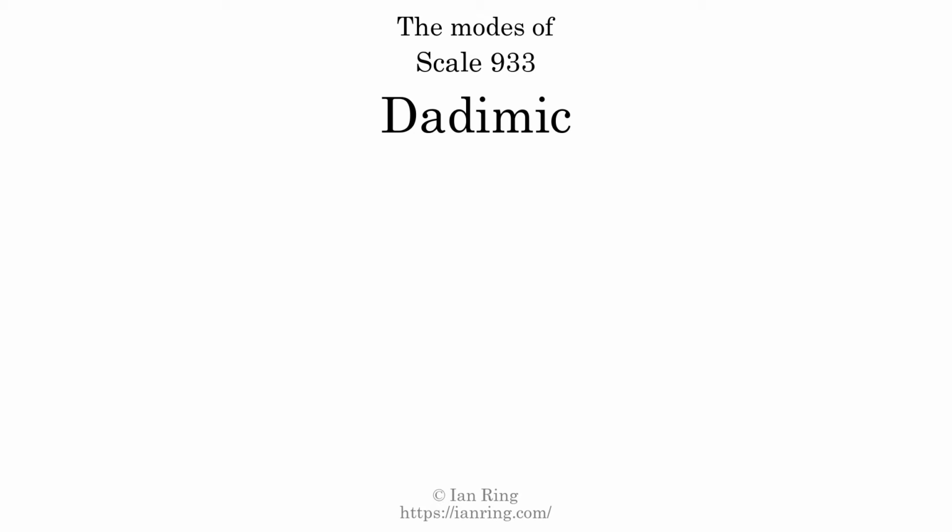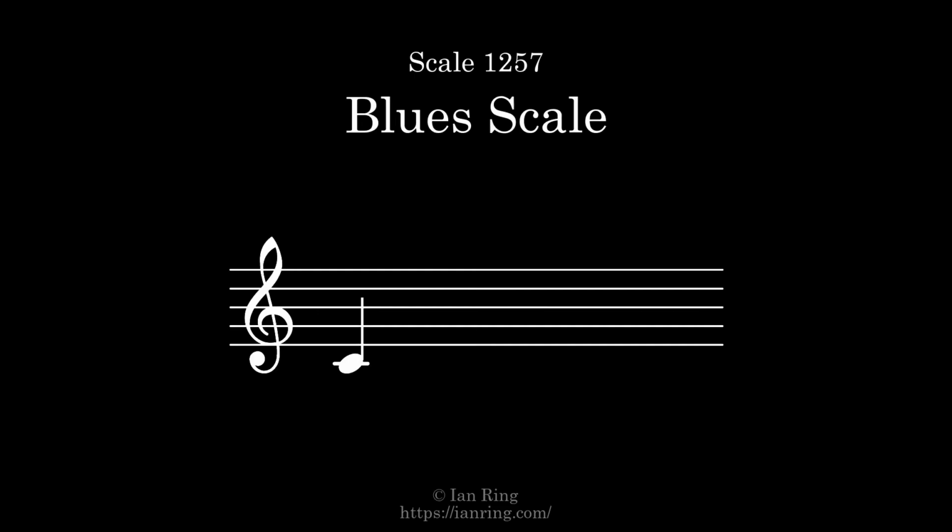This scale has 6 modes. The first mode is itself. The second mode is scale 1257, also known as blue scale. It sounds like this.